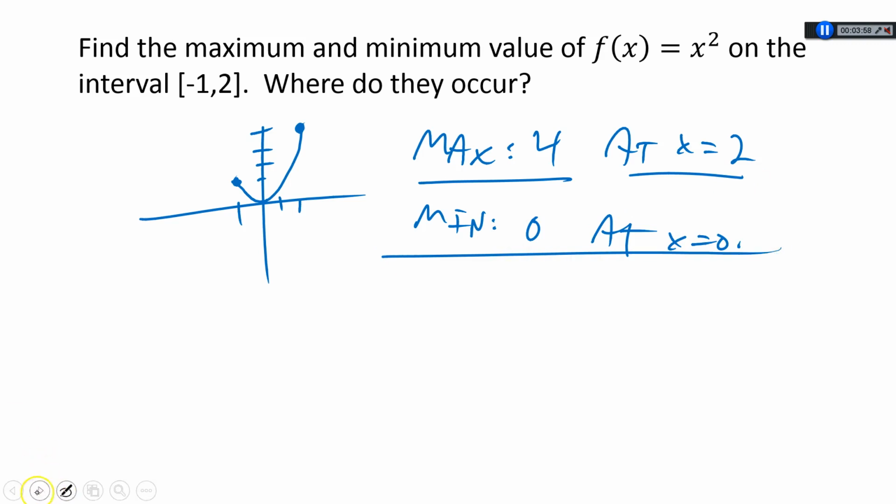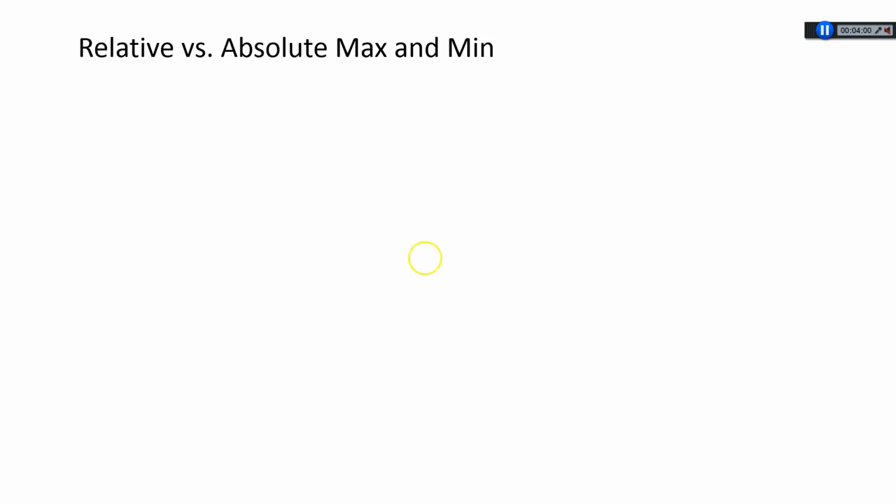All right, relative versus absolute min and max. Let's say you have something that looks like this.